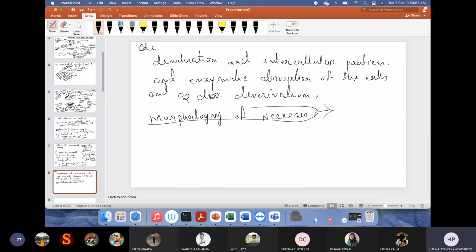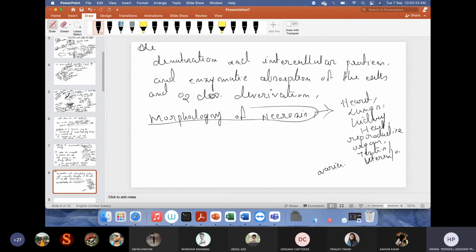That means necrotic cells mostly appear in the heart, lungs, kidneys, different reproductive organs, both male and female, uterus, and also ovaries. Okay, so necrotic cells can occur in different organs, and they have different morphological changes.